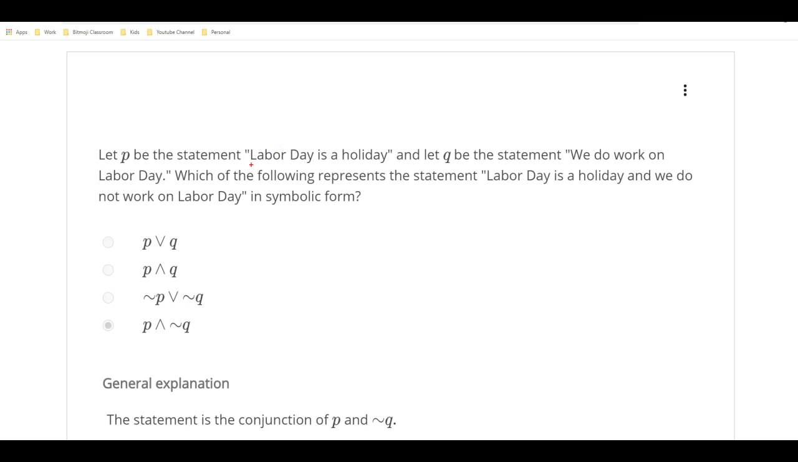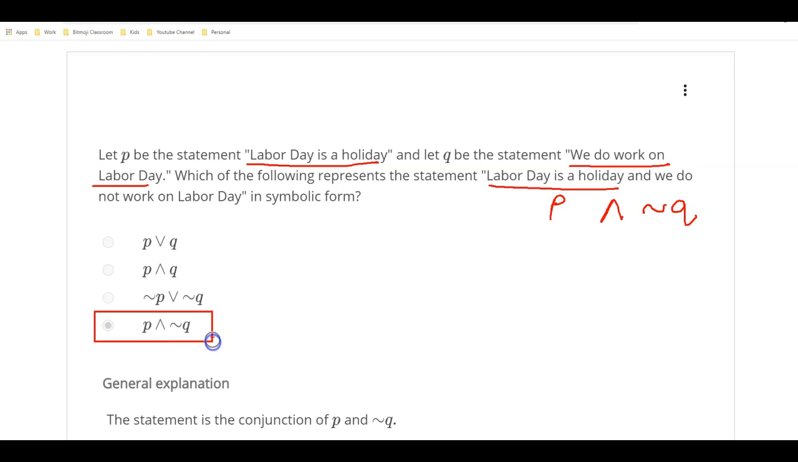Let P be the statement, Labor Day is a holiday. Q be the statement, we do work on Labor Day. Which of the following represents Labor Day is a holiday, that is P, and we do not work on Labor Day. So Q is we work on Labor Day. The opposite is negation of Q. And the only one that satisfies is this. There you go. Again, always keep in mind, you write down as you read. Labor Day is holiday, P, and is inverted V. We do not work, opposite, not Q. All right?